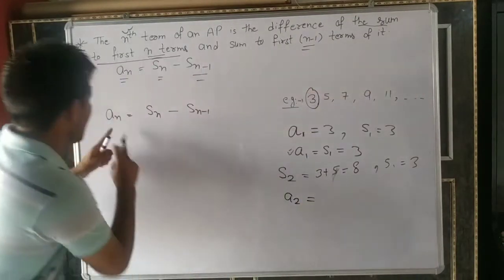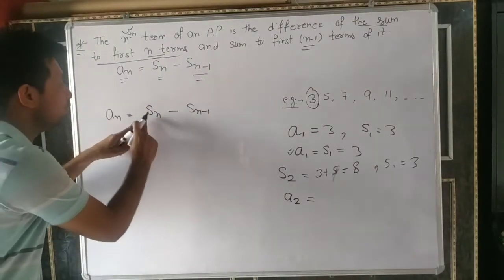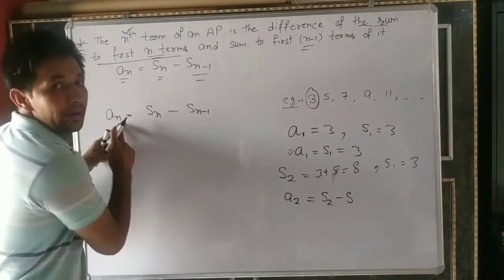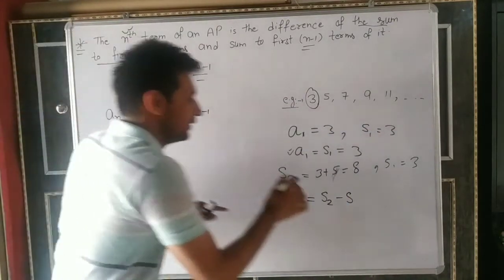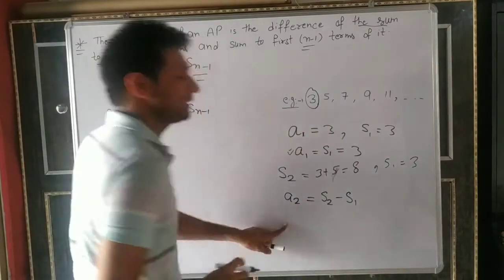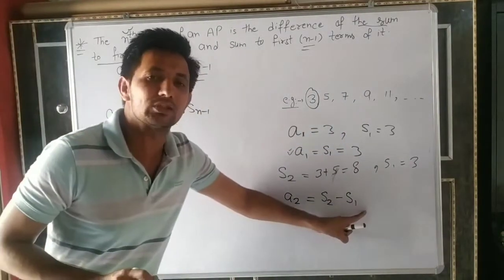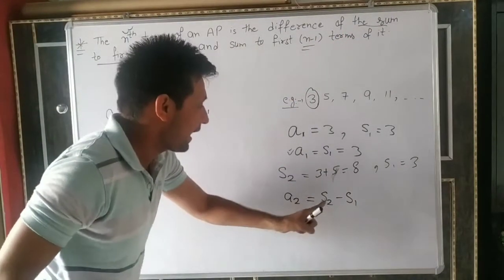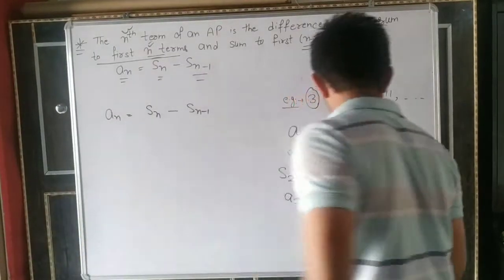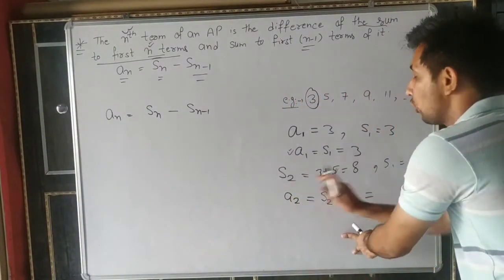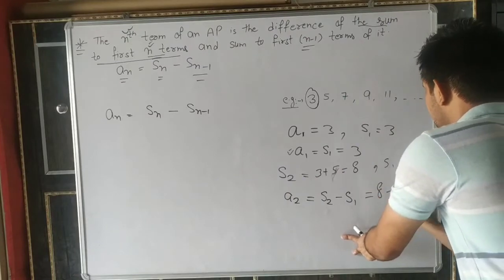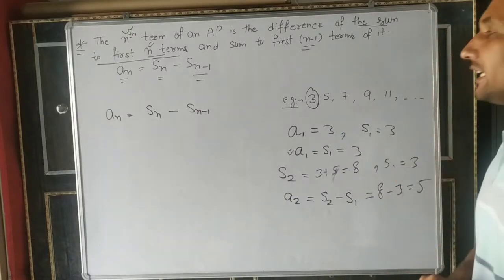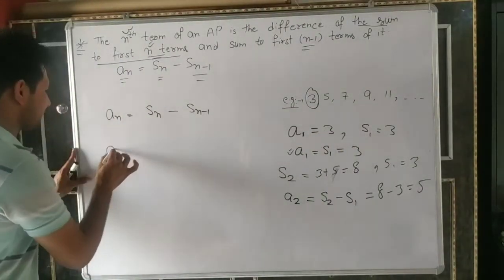How to find A2? In place of n is 2. So S2 minus Sn minus 1, and in place of n is 2, 2 minus 1 is 1. So S2 minus S1. The difference of n terms minus 1 less term. So what is S2, dear? S2, the sum of two terms, is 8, minus 3. So what is the second term? A2 is 5. Understand?